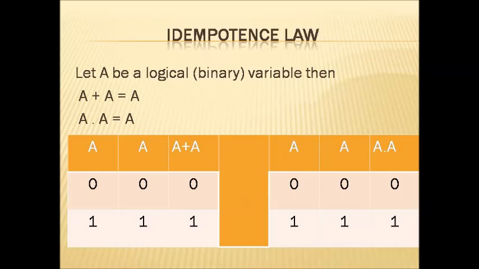Next one is the idempotence law. According to the idempotence law, let a be a binary variable, then a plus a is equal to a dot a is equal to a. That's the OR operation and the AND operation. So please see the same. We have proved the same using the truth table method. Please see the truth table and understand the concept.